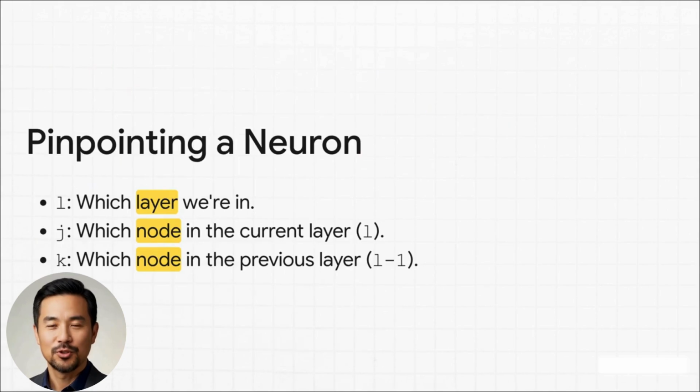Now things get a little more specific. We need to be able to find any single neuron or node in this whole web. Think of these next letters as a coordinate system, like a GPS. l tells us which layer we're on. Then the index j points to a specific neuron in that layer. And the index k points to a neuron in the layer that came right before it, layer l-1. So l, j, and k, that's our GPS for getting around the network.